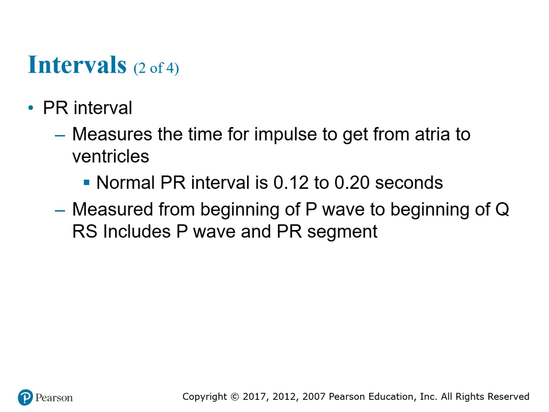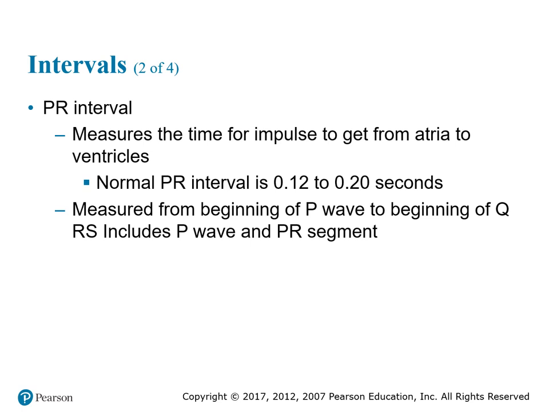interval. Our PR interval measures the time it takes from the atria to the ventricles to receive an impulse. So basically, how long does it take your atrium to depolarize and to repolarize in order to form your QRS? Normal PR interval is anywhere from 0.12 to 0.20 seconds. Measured from the beginning of the P to the beginning of the QRS, which includes the P wave and the PR segment.